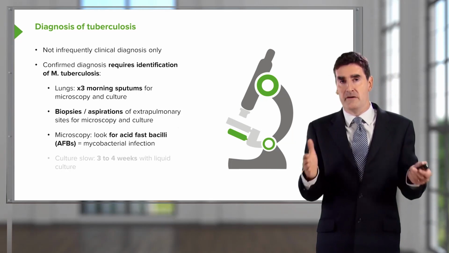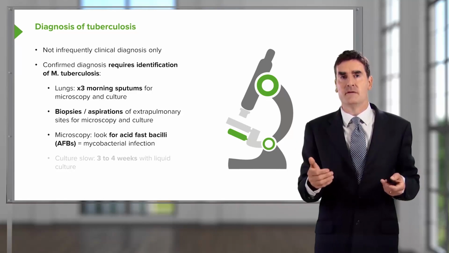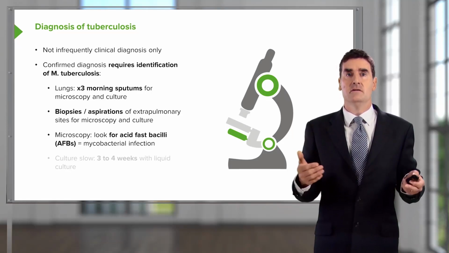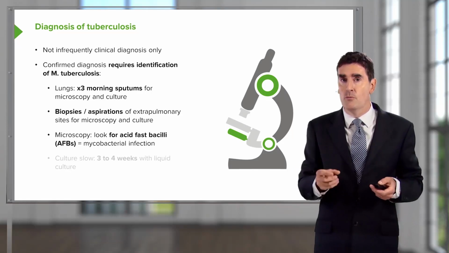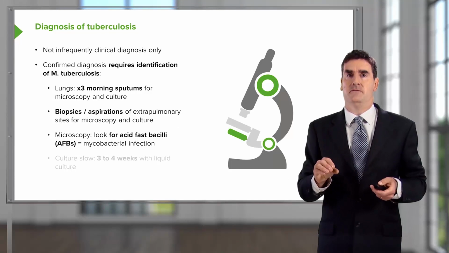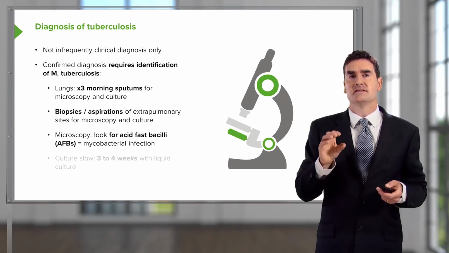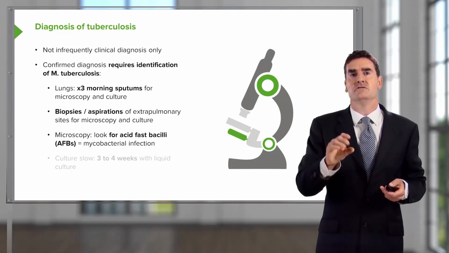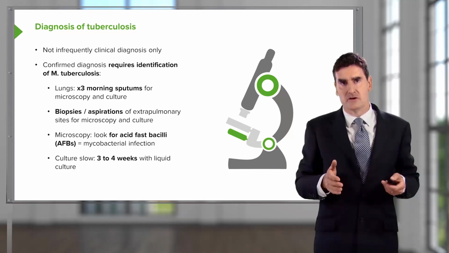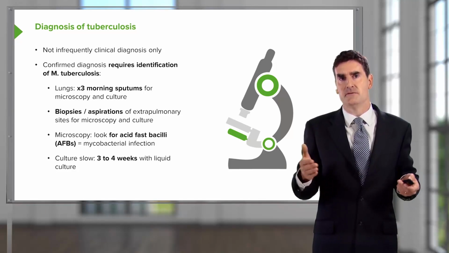Culture is very important because it confirms that the Mycobacterium seen on microscopy is M. tuberculosis. And more importantly, it gives you the resistance profile, whether that bacteria is a sensitive M. tuberculosis or resistant to some of the drugs that we might use to treat it. The big problem with culture is that it's slow. It takes 3 to 4 weeks.